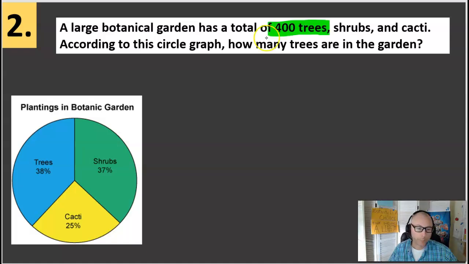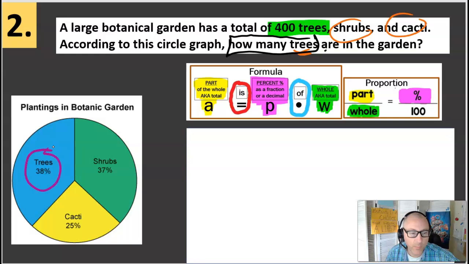All right, 400. Okay, in this garden, it has a bunch of stuff. 400 of the things in there are trees, but it also has some shrubs, some cacti, shrubs, and cacti. According to the circle graph, how many trees? Box that in. How many trees are in the garden?